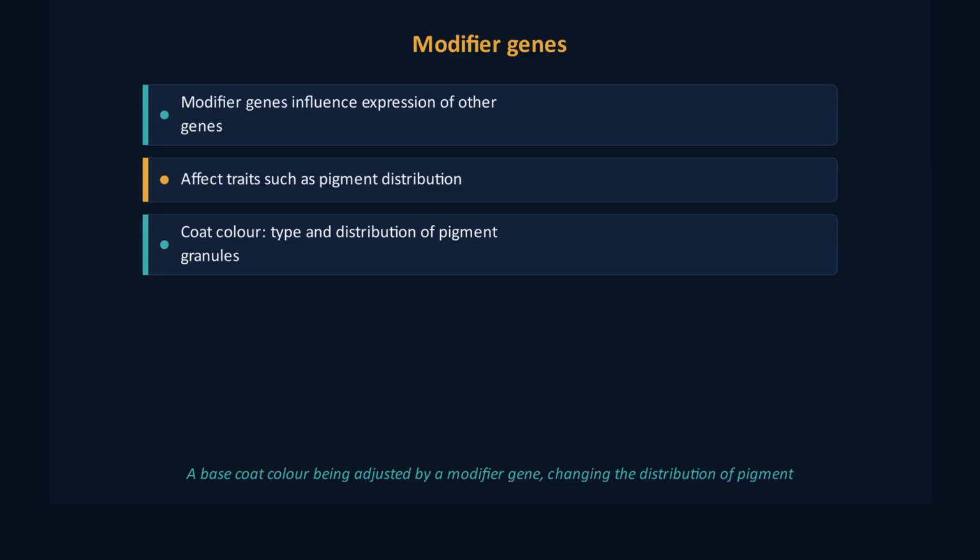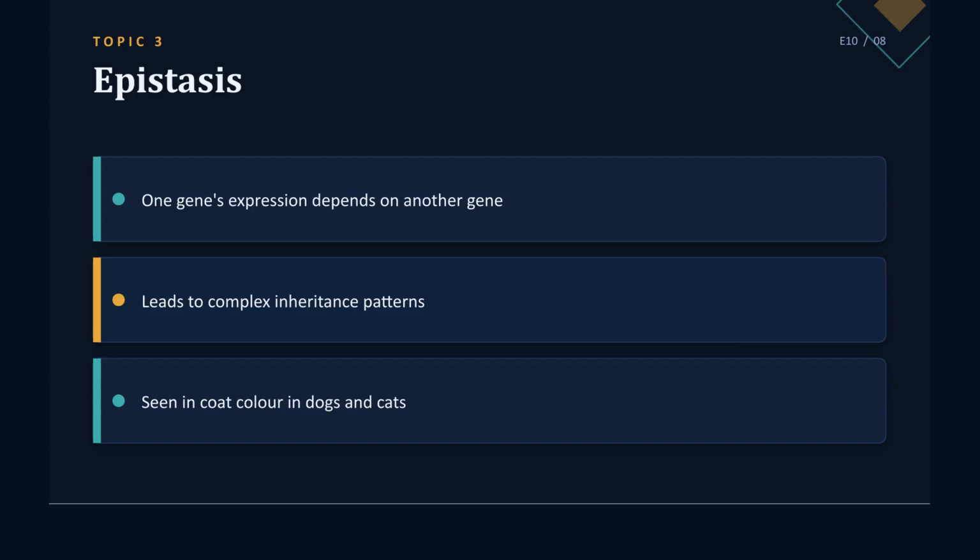So one gene might decide what pigment exists, while a modifier decides how that pigment is laid down across the animal. The modifier never works alone, its whole job is to tune the output of another gene. Keep that idea of dependence in mind, because it leads us straight into something stronger. That stronger form of dependence is epistasis.